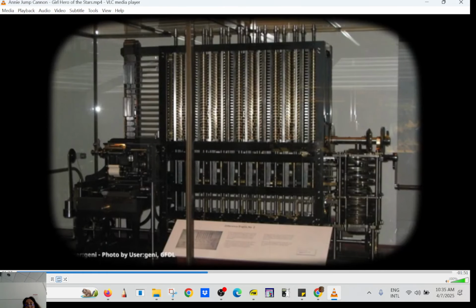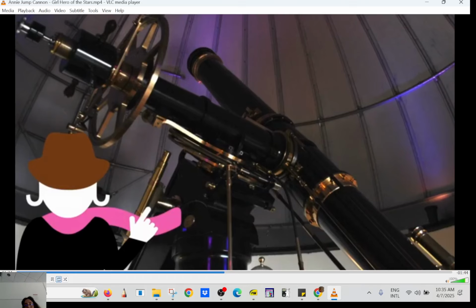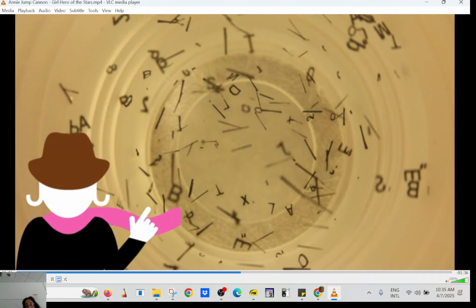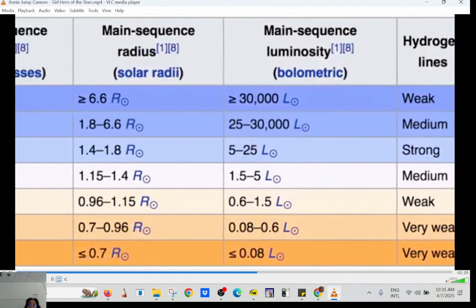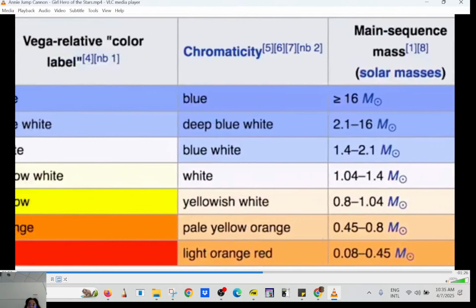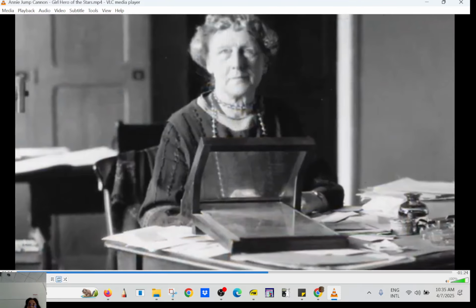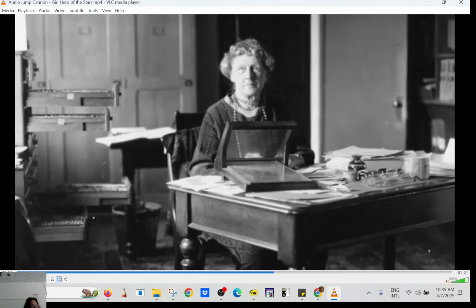No, they weren't machines, but they were called computers because they performed calculations over and over again. Their job was to examine photos of stars taken by a giant telescope and classify what they saw. The problem was, no one had come up with a good classification system. Each woman had her own idea of how it should work, but Annie Jump Cannon came up with the brilliant idea of classifying them by their light pattern. She would look at photos with a magnifying glass and examine the light coming from the star. The pattern would tell her how hot or cold the star was.